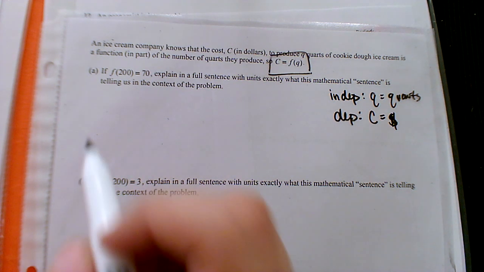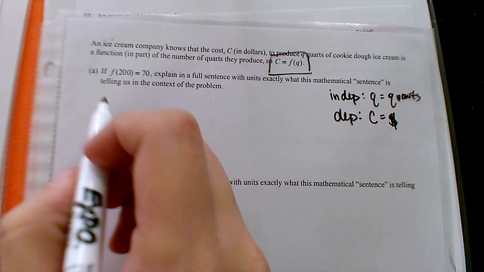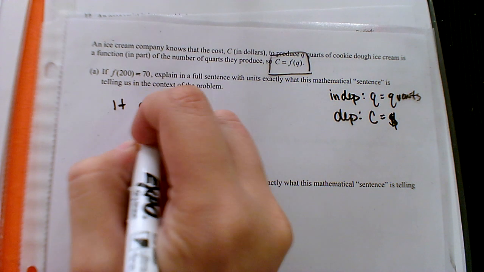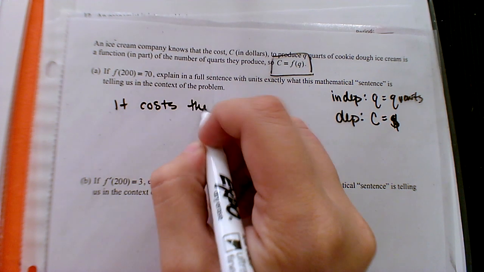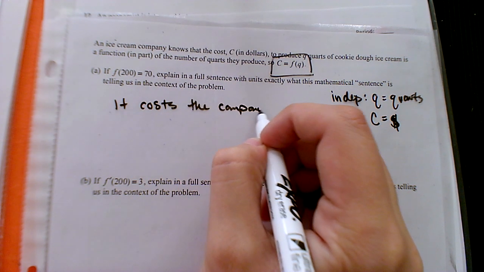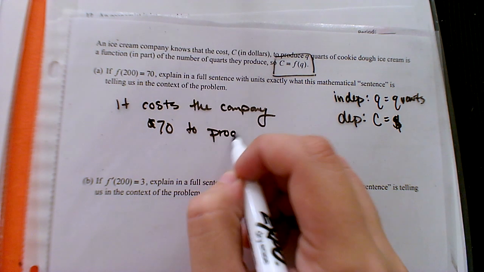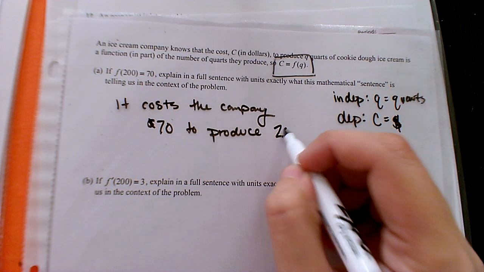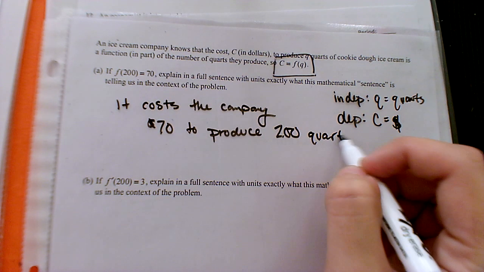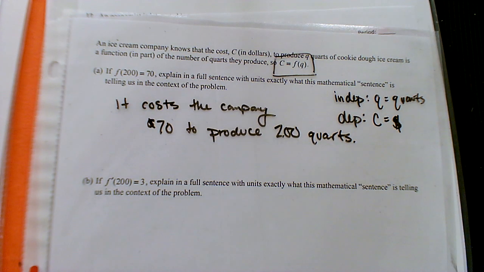It costs the company $70 to make 200 quarts. All right. It costs the company $70 to produce 200 quarts.